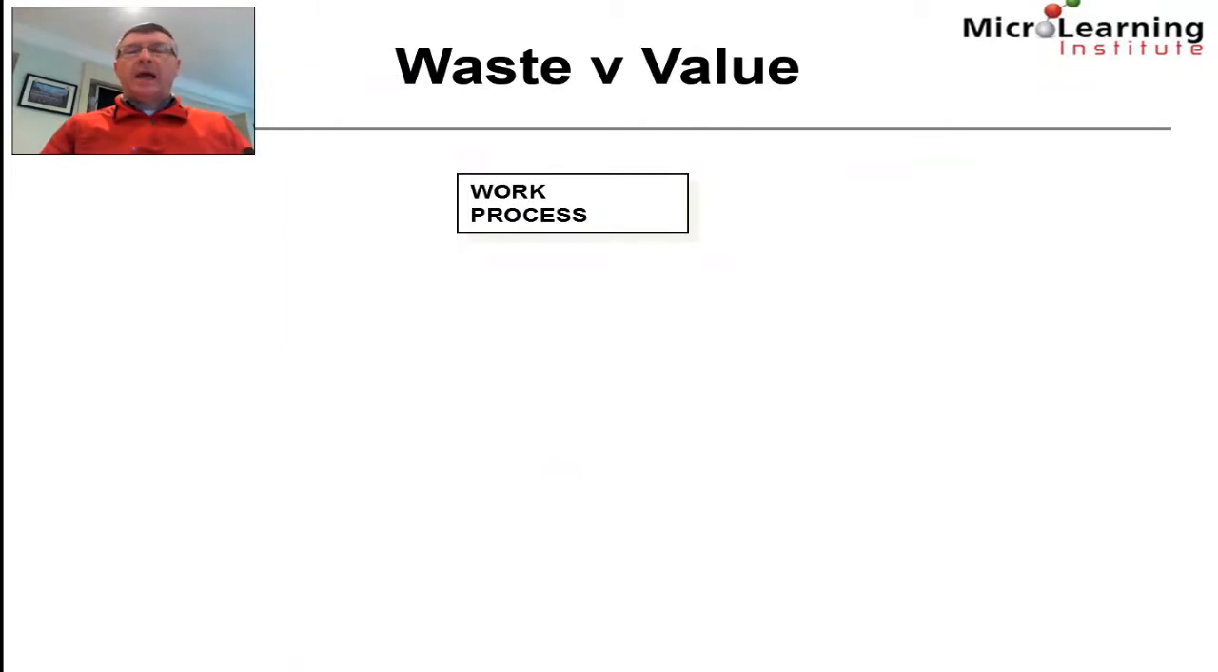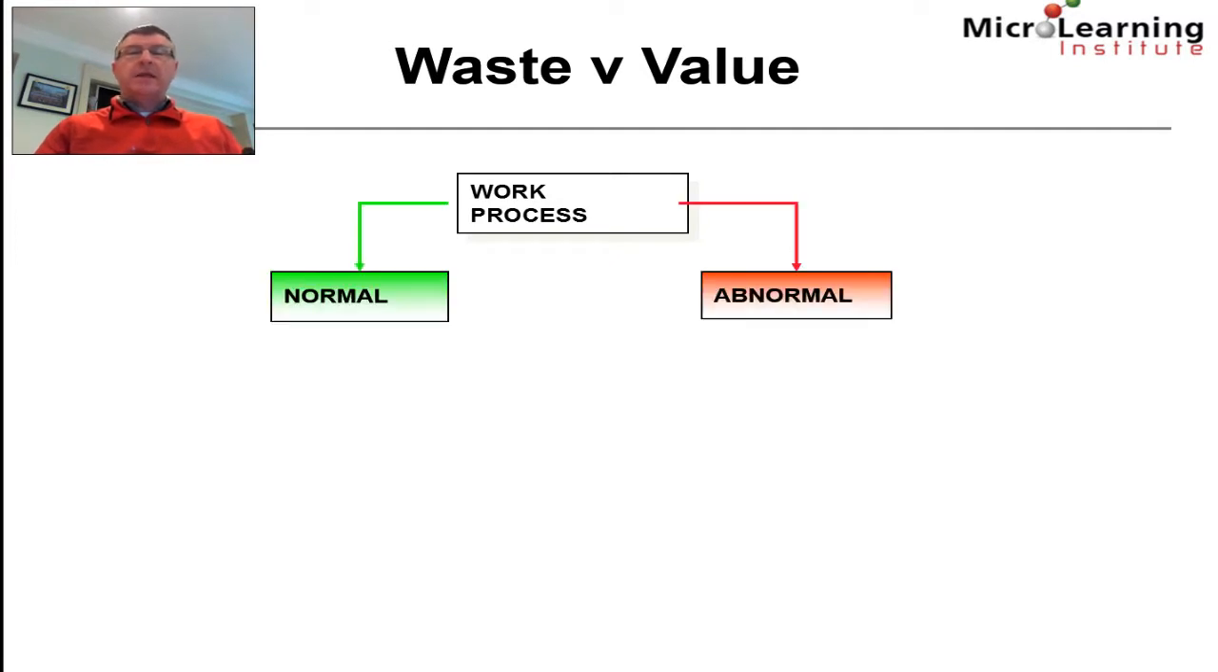Now, let's have a look at the value-added activities in a process and also the waste that can exist in a process. So if we look at a work process, we can say that some parts of that work process are normal in that they are stable and repeatable and they deliver value to the customer. But occasionally, some aspects of what happens in a work process is abnormal. We have deviations or variations in that process. Now, abnormal activities, deviations and variations, the philosophy of business process improvement suggests that we should eliminate any abnormal variations in the process.